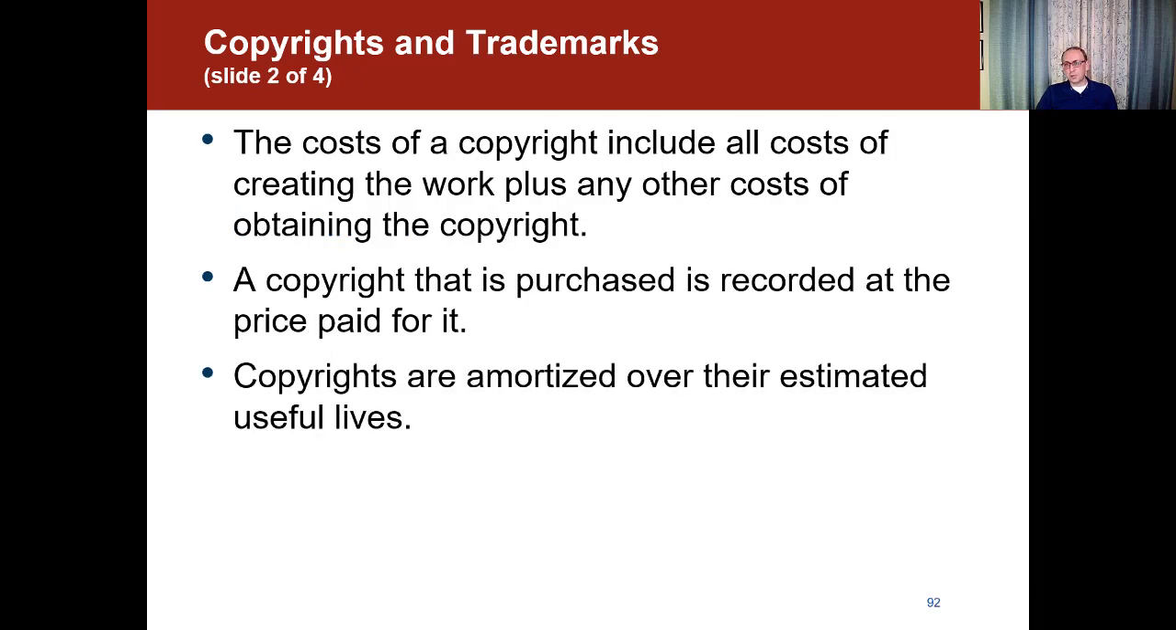The cost of a copyright includes all costs of creating the work plus any other cost of obtaining the copyright. A copyright that is purchased is recorded at the price paid for it. Copyrights are amortized over their estimated useful life.